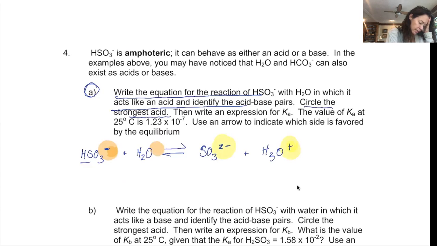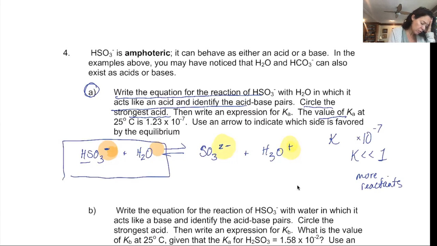Circle the strongest acid. Okay. The value of Ka is 10 to the -7th. Well, K is less than 1, so equilibrium lies to the left. We have more reactants. Okay? So if equilibrium lies towards the left and we have more reactants, we have more of this. Okay? And we want to know, identify, circle the strongest acid. Well, there's 2 acids present. One is the reactant acid, and one is the conjugate acid.